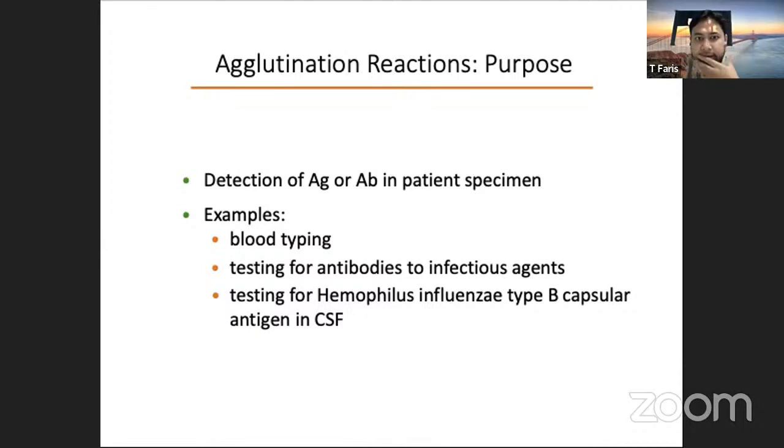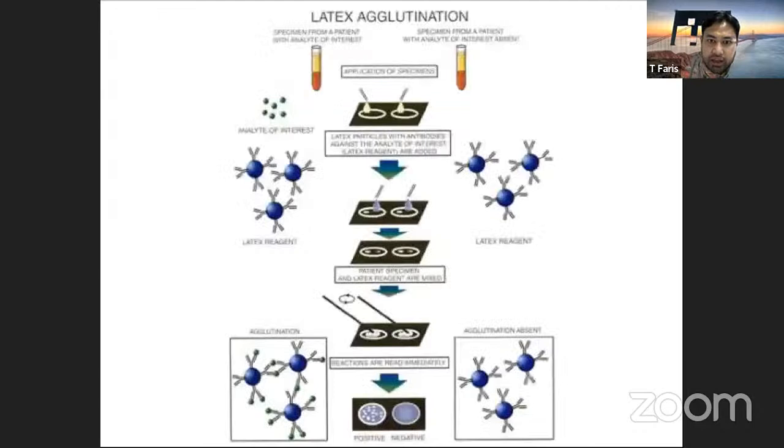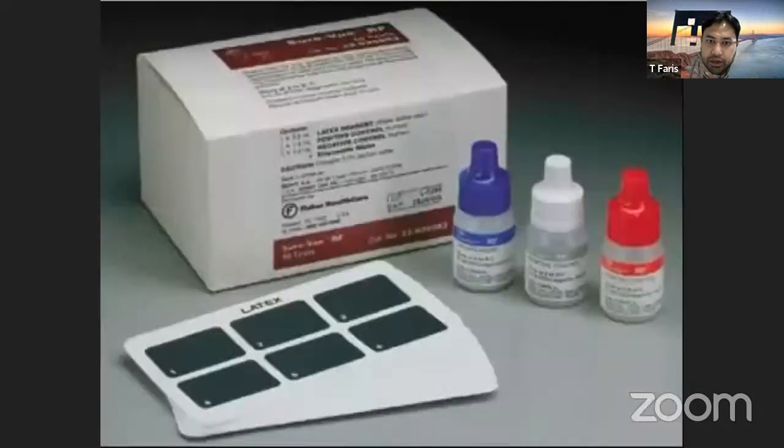For example, in blood typing, in the serology lab, we're testing for antibodies to the infectious agent, testing for Haemophilus influenzae type B capsular antigen in the cerebrospinal fluid. We use this antigen and antibody reaction with the patient serum, and then see if the particles clump. Okay, this is an example.